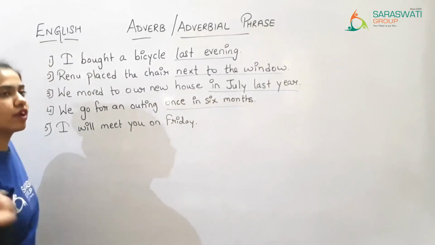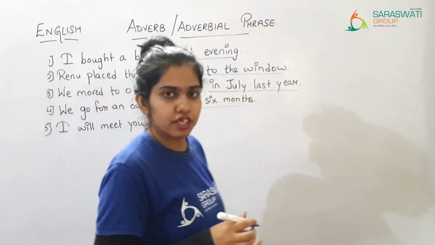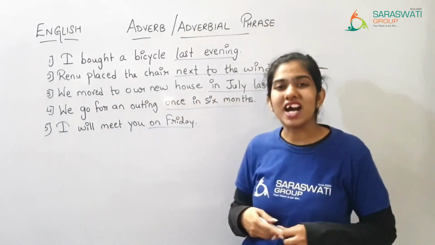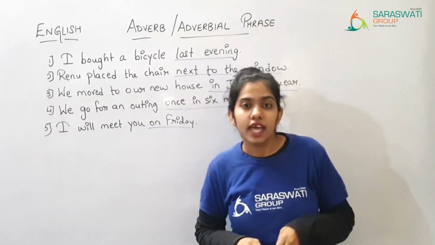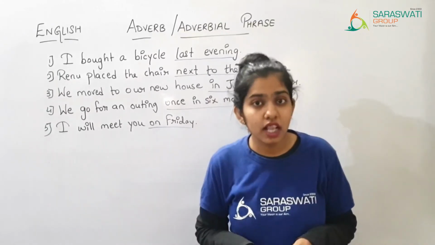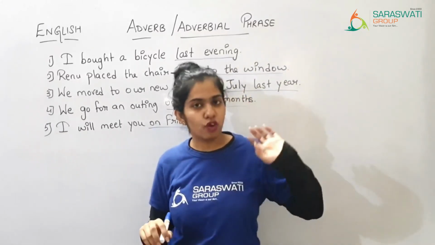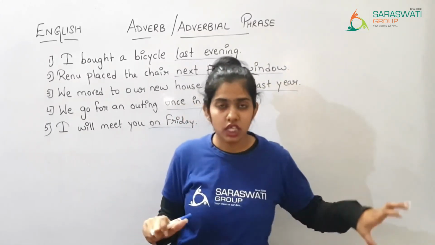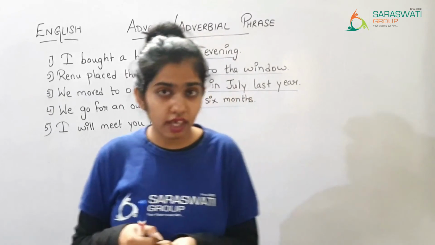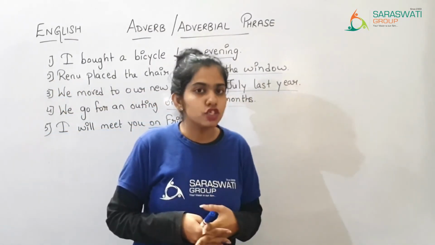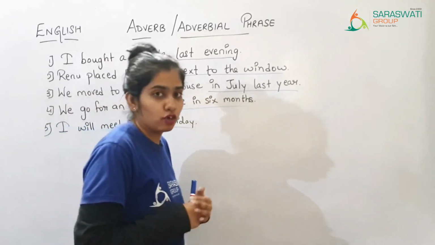I will meet you on Friday. When are you going to meet me? On Friday. Right? So in this way, you are supposed to ask the question with when, where, why and how, and the answer which you get, that is your adverbial phrase. Don't go like that way. Just ask the question and the answer which you get, that is your adverbial phrase, or an adverb. So I have explained 5 of the sentences. The rest you are supposed to solve by yourself.